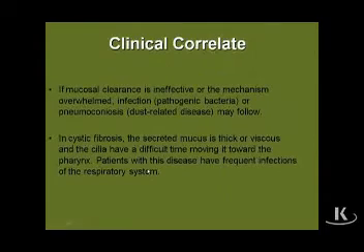If mucosal clearance is ineffective, or if the mechanism is overwhelmed, infection caused by the pathogenic bacteria that are trapped in it, or any related forms of dust-related diseases, may result. In cystic fibrosis, there is a defect in the chloride transport mechanism that results in the secreted mucus being thick or excessively viscous. As a result, the cilia have a difficult time moving it out of the conduction portion of the respiratory system. Patients with this disease are obviously prone to frequent infections of the respiratory system.